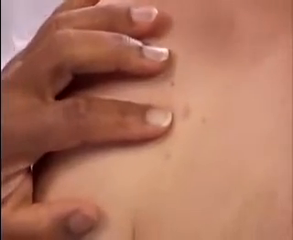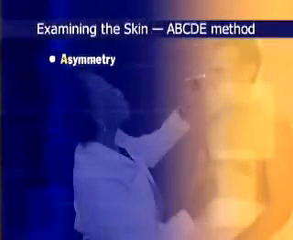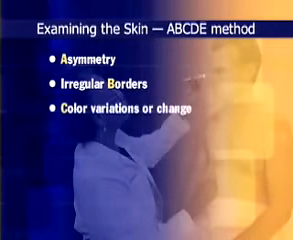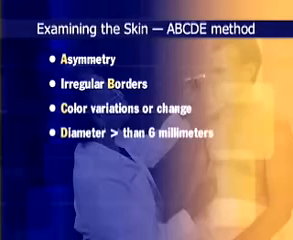When examining nevi, apply the ABCDE method for assessing for skin cancer. Inspect for asymmetry, irregular borders, color variation or change, especially blue or black, diameter larger than 6 millimeters, and elevation.